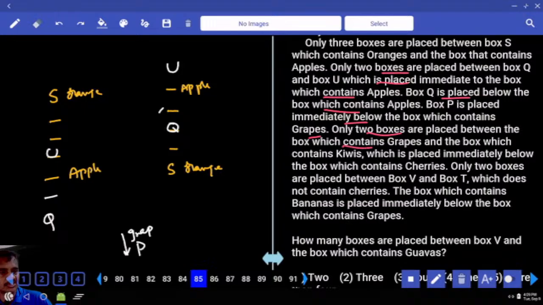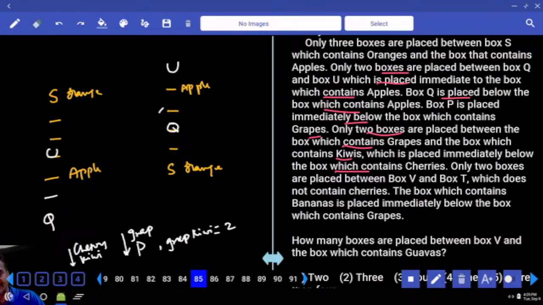And only 2 boxes between grape and kiwis. Now between grape and kiwis, how many? There must be exactly 2. And kiwis which is placed immediately below cherry. Now kiwi is immediately below cherry. Now cherry and kiwi is immediately below this.